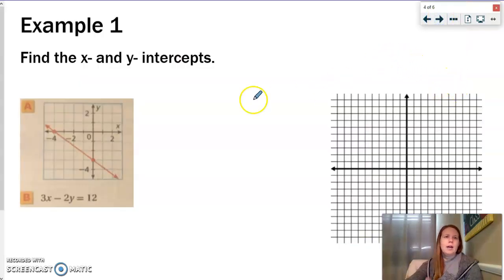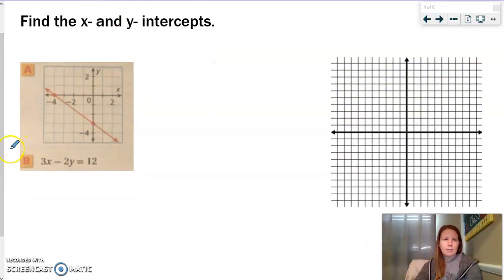So we are going to go ahead and find the x and y intercepts for A and for B. Now I took one picture from the textbook just to make it easier, but there are 2 problems here, A and B. A is already a graph, which is awesome. I think the easiest way to find your x and y intercepts is by using that graph.